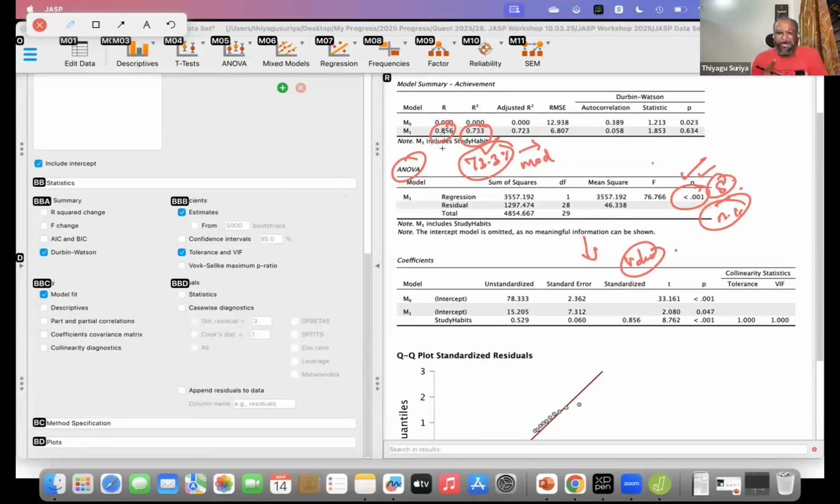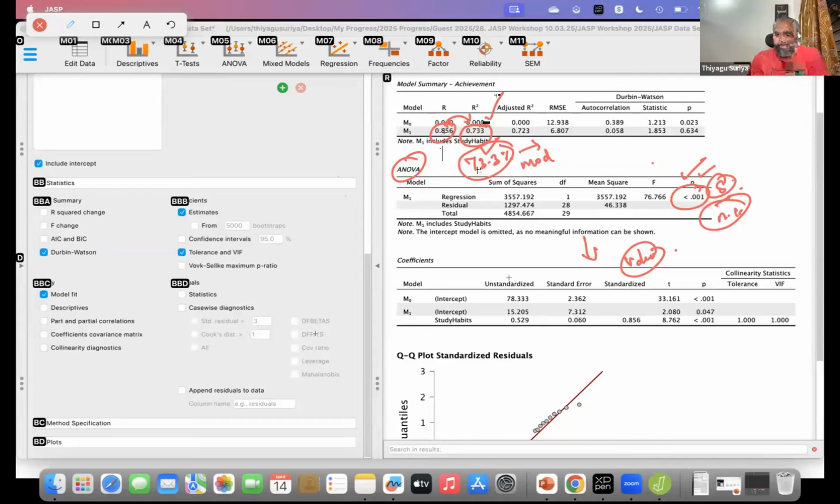Study habits as well as achievement, that is the R value. But we give the importance to the R square value, multiplied by 100. That is the percentage of influence of the independent variable on the dependent variable. Normally the R square is just a multiplication, so you can get this. We can write the interpretation based on the R square. I will give this model also, how to write the interpretation.